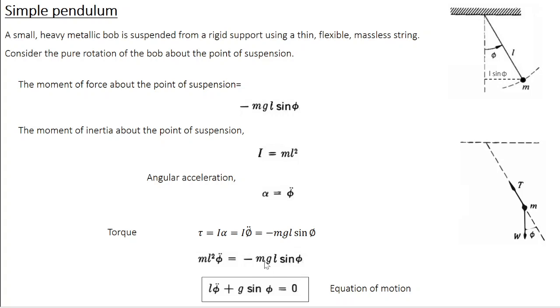M is common on either side, cancel that and take the term on the right hand side to the left. So you have L phi double dot plus g sine alpha equal to 0. So this is the equation of motion.